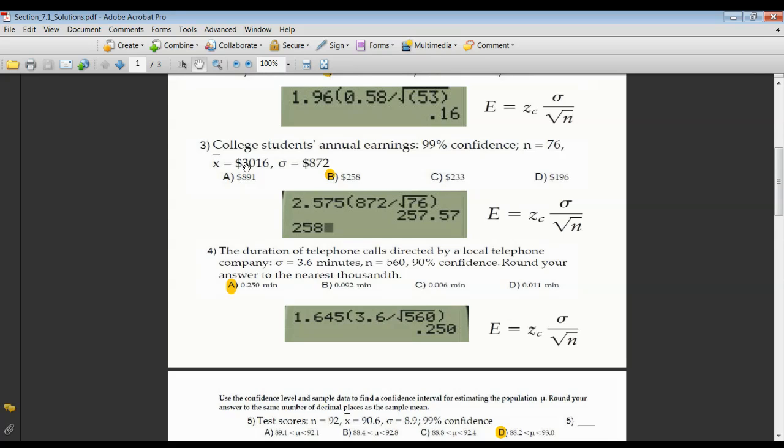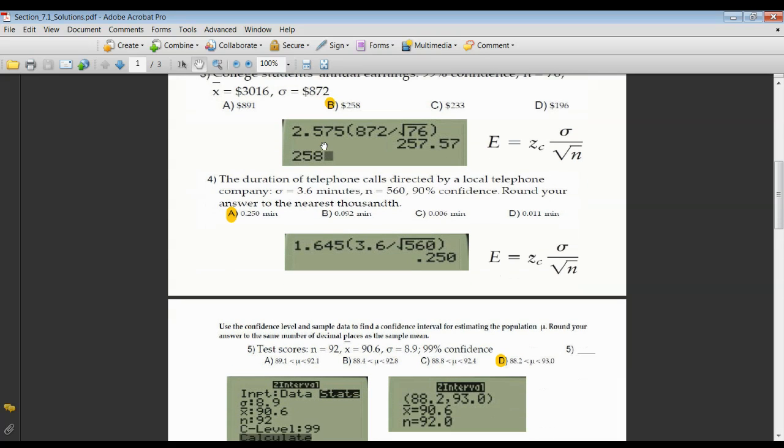If you wanted to find a confidence interval, then you would add and subtract the error from X bar. But for what we're doing, this is actually meaningless. All you're doing is you're actually stopping halfway. You're just finding the error. You're not going all the way to find a confidence interval.